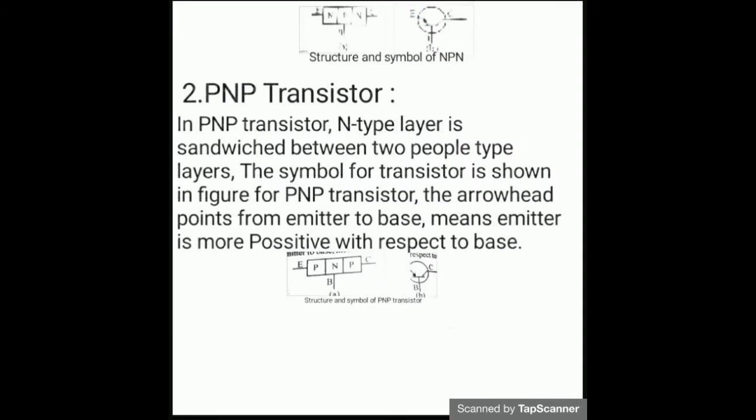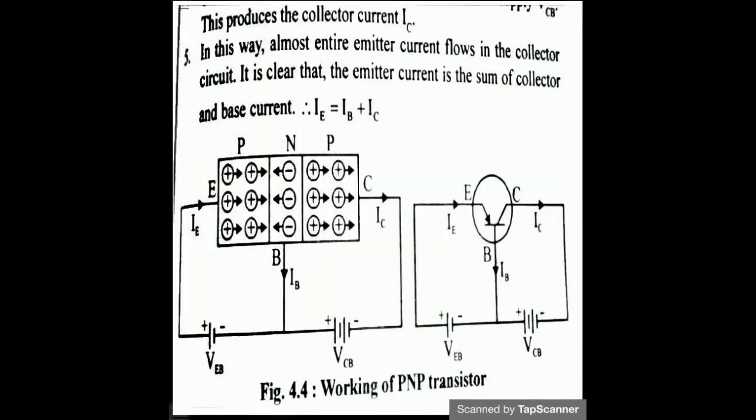Second, PNP transistor. In a PNP transistor, an N-type layer is sandwiched between two P-type layers. The symbol of the transistor is shown in the figure for a PNP transistor. The arrowhead pointing from emitter to base means the emitter is more positive with respect to the base. In this way, almost the entire emitter current flows into the collector circuit. It is clear that the emitter current is the sum of collector and base current.